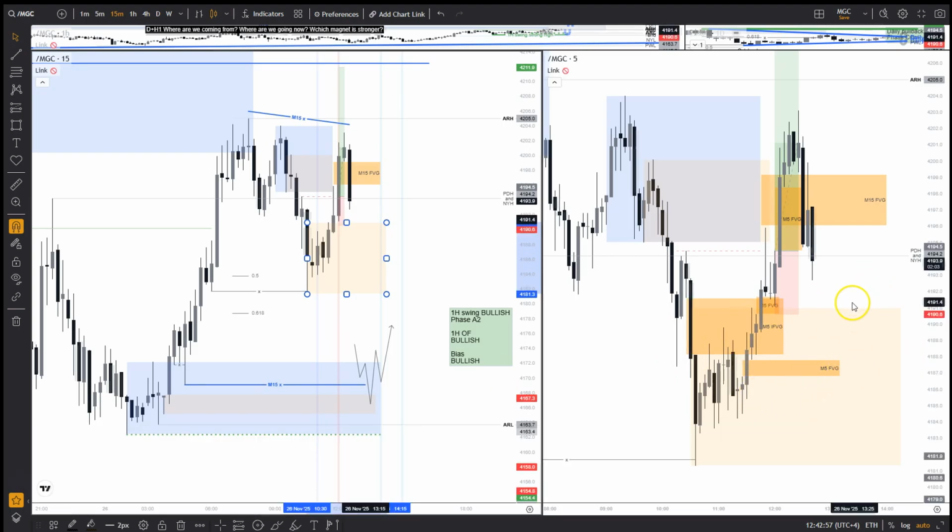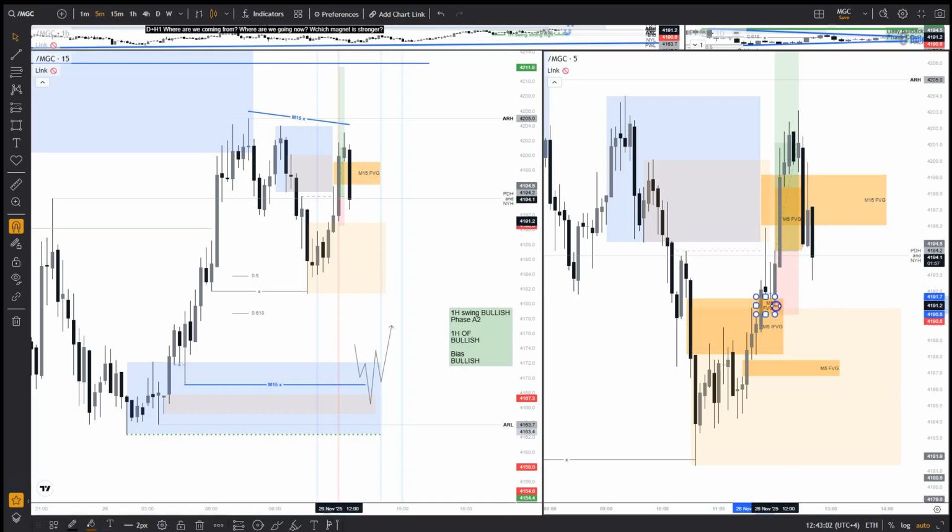Okay, this fair value gap is mitigated. This inversion is not mitigated in the middle. So the theory is saying that the inversion fair value gap is still valid if it's not mitigated in the middle. So yeah, we will see. If we see reaction from here, then we'll be also buying. But from the middle, there is already an order block here, so this is a pretty strong signal. Let me see.